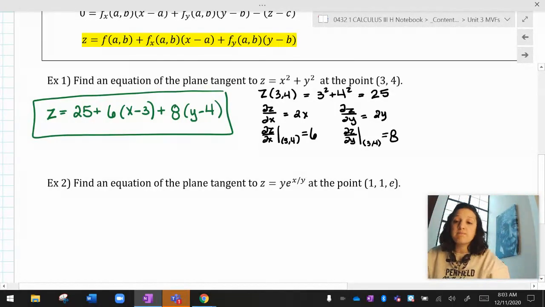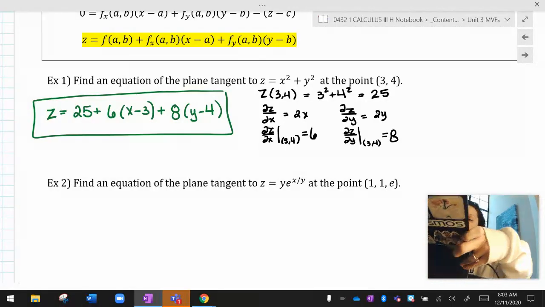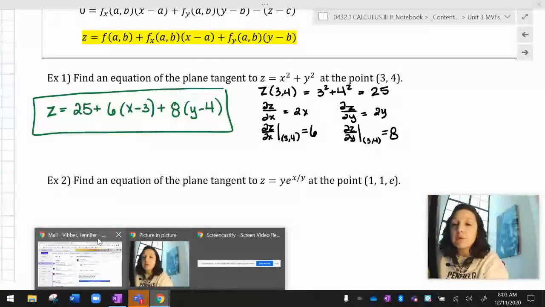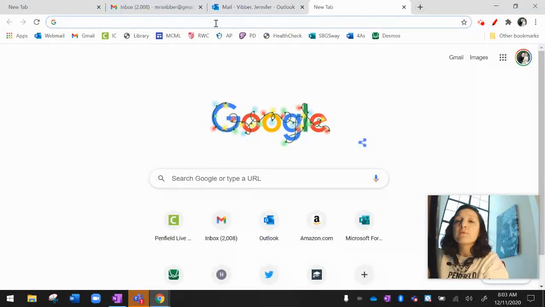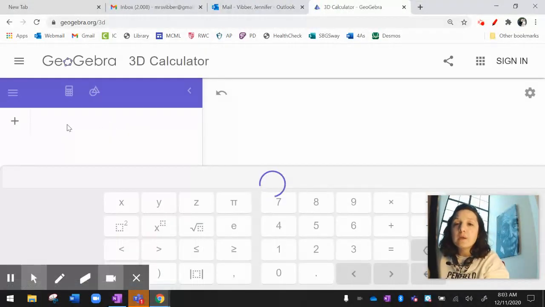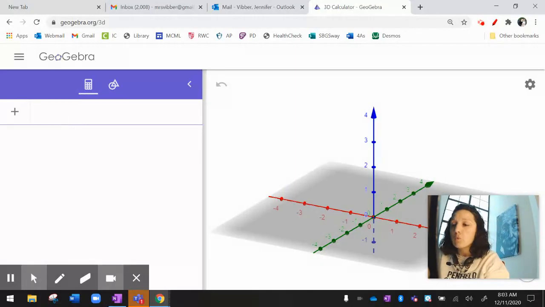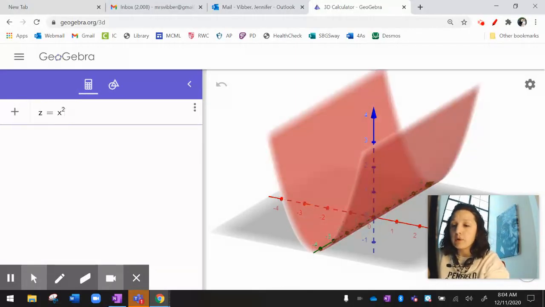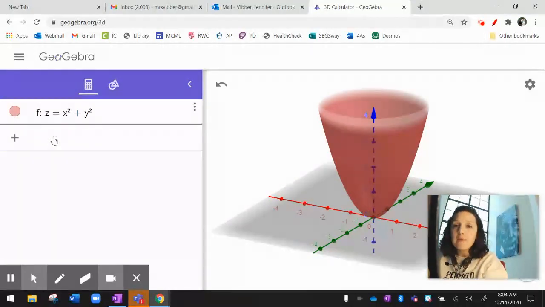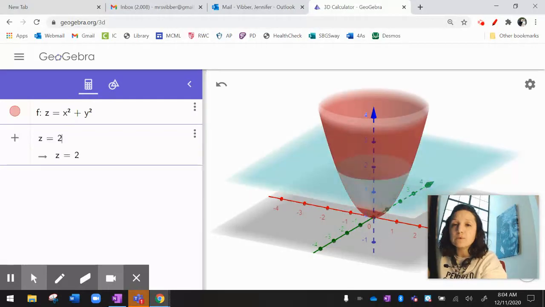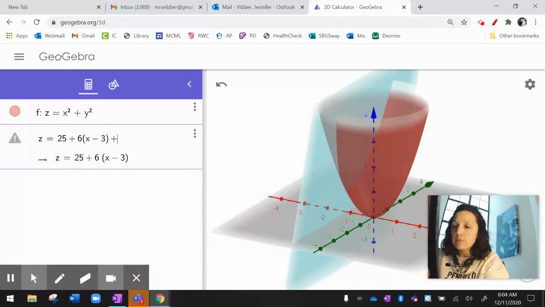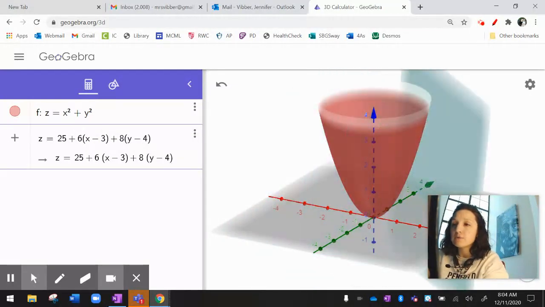All right, and if you want to see what that looks like, I can show you, or maybe not so much me as GeoGebra. So let me pull up some GeoGebra here. Our first equation was z equals x squared plus y squared, which is this happy looking parabola right here. And then our equation for the tangent plane was z equals 25 plus 6(x minus 3) plus 8(y minus 4).